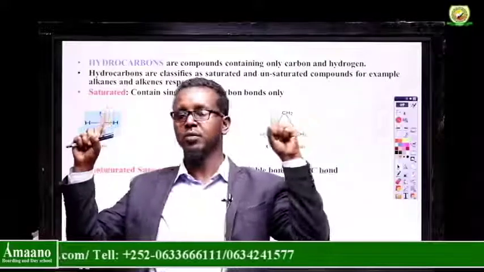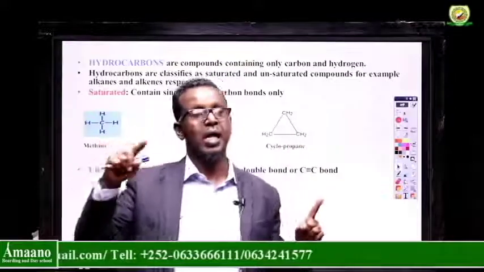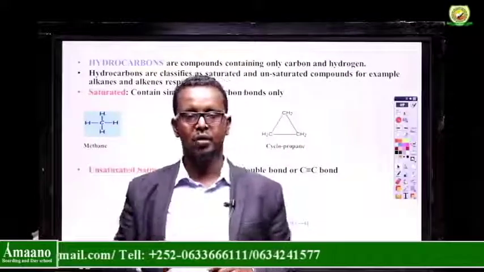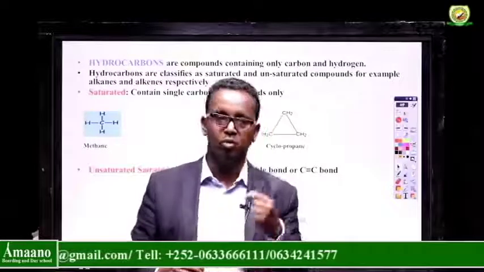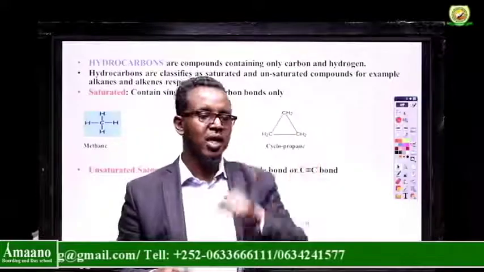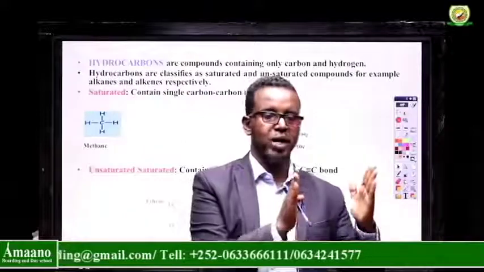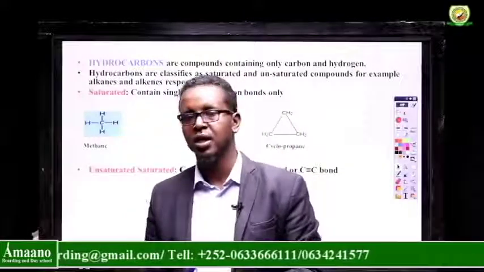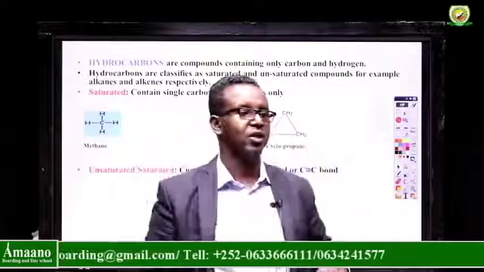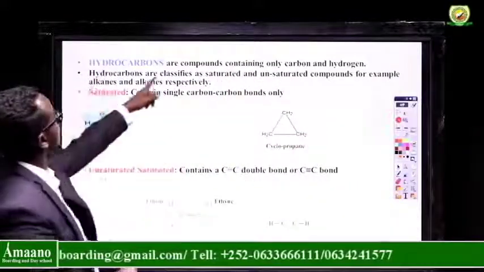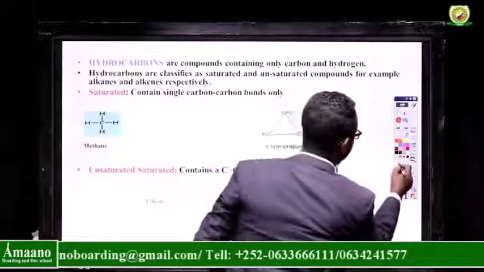So carbon is very important. It is the bone, the skeleton of organic chemistry, and hydrogen is always attached to the carbon atoms. But sometimes we can replace hydrogen with another atom, for example oxygen, sulfur, nitrogen. Again, I can say halogens. So compounds containing only carbon and hydrogen are called hydrocarbons. Hydrocarbons are classified into what? Saturated and unsaturated.